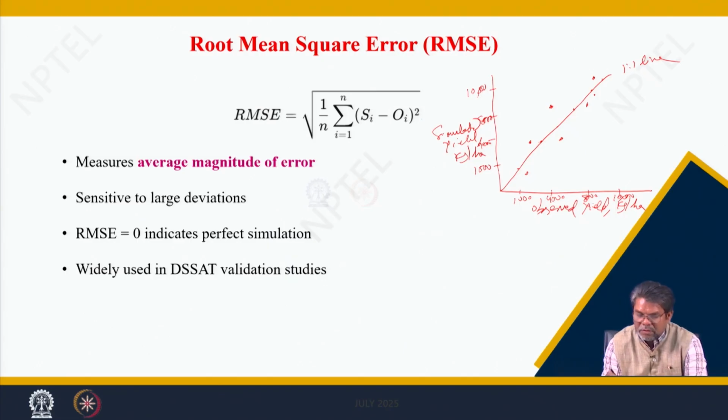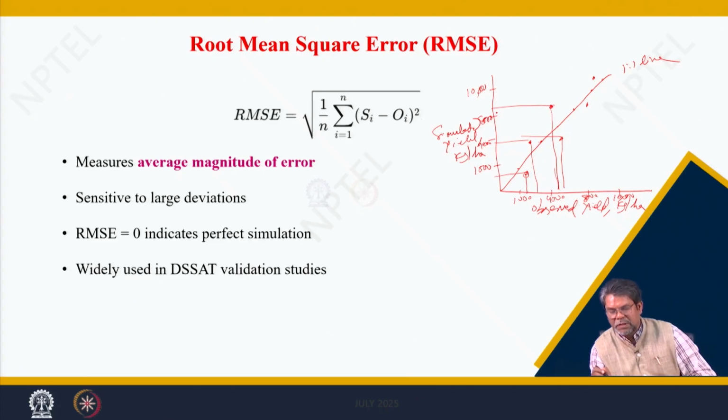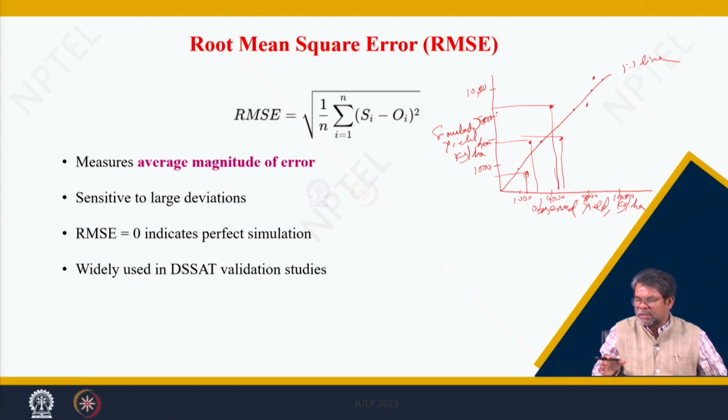We calculate the root mean square error for these values. For every point, this is the observed yield and this is the simulated yield. So for every point you have the observed value and the simulated value. You calculate the root mean square error using these simulated and observed data points. That gives an indication of the error between the simulated and the observed output. So this is the root mean square error.